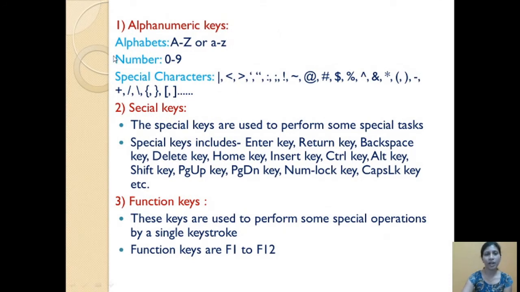Alphanumeric keys means alphabets, A to Z. We use capital letters A to Z using the caps lock key, or small letters A to Z. Then numbers are here, 0 to 9. Then special characters. These all are special characters.